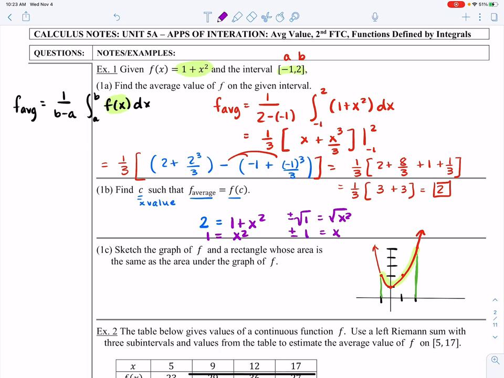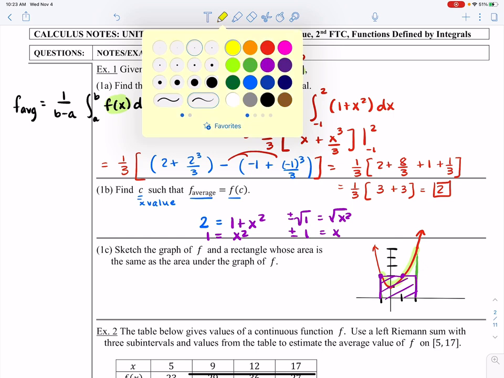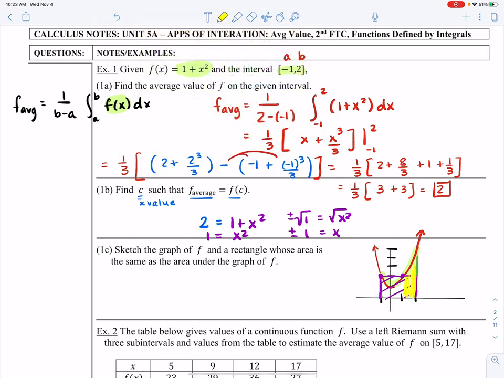Well, I can see that. See here at -1, it has a y value of 2. Here at +1, it has a y value of 2. That tells me that is where I'm supposed to sketch my rectangle. So my rectangle goes from here to here. That rectangle has the same area under the curve as the function does on the interval from -1 to 2. So my rectangle and my function have the same area, okay? So we'll pick up here when we get back into class next time.